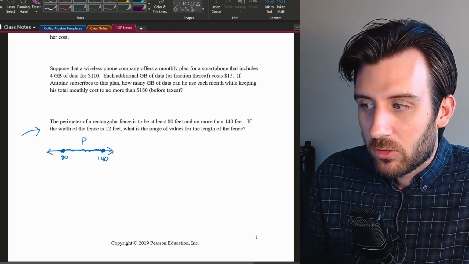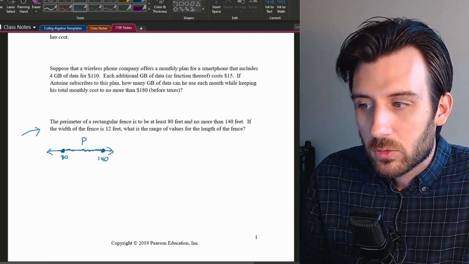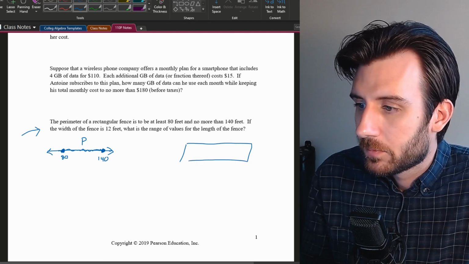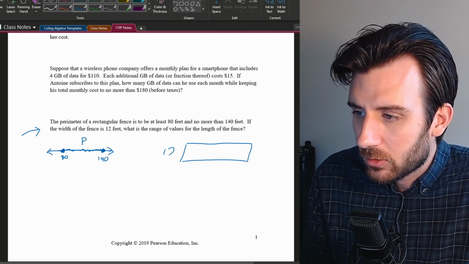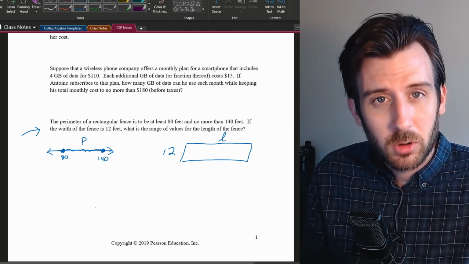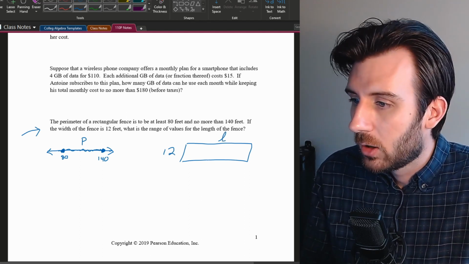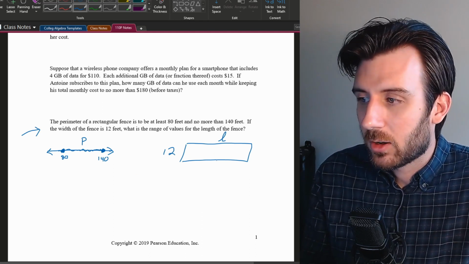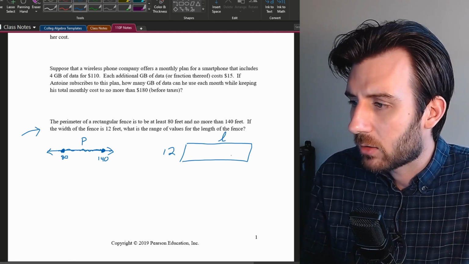If the width of the fence is 12 feet, what is the range of values for the length of the fence? Well, I might need to sketch that out. So I'm going to draw a picture. The width is going to be 12 feet. I'm looking for all of the possible length values. So there's going to be a pile of numbers that works for this situation. Well, I'd like to connect my length to my perimeter. So I need to figure out what my perimeter is in terms of length.